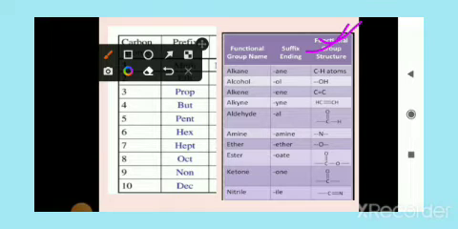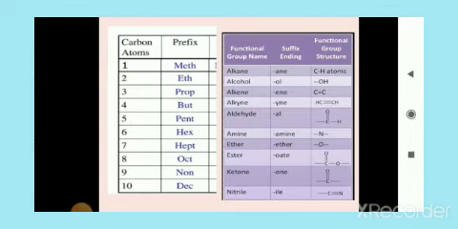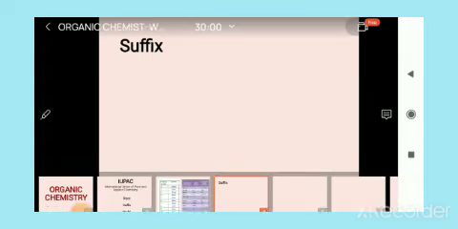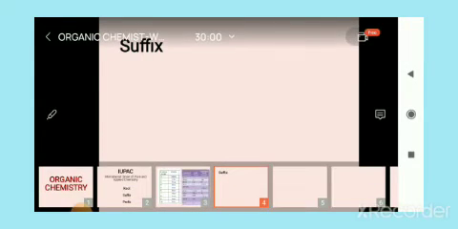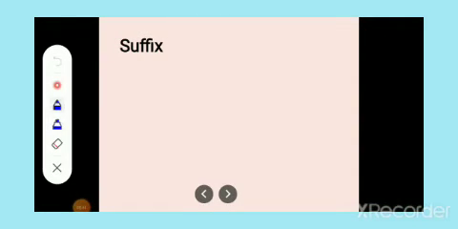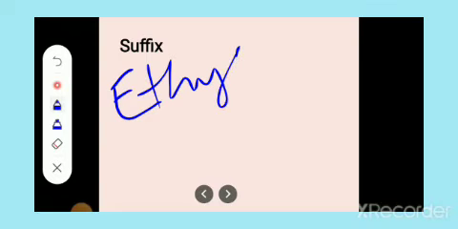Next comes the ketone. Ketone has a double bond with O, and on both sides it will have other CH bonds. Nitrile is not required, so we will go directly to the next. Now we will come to the suffix. What are the suffixes mainly here? The main ones you can see here are ethyl, then methyl.